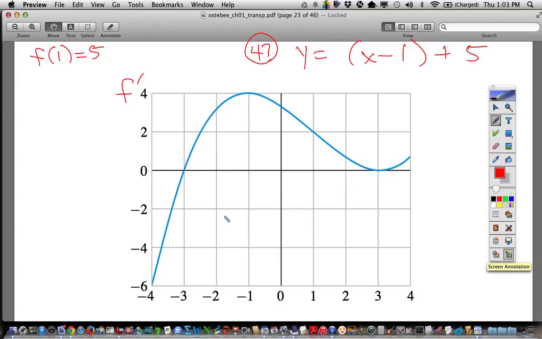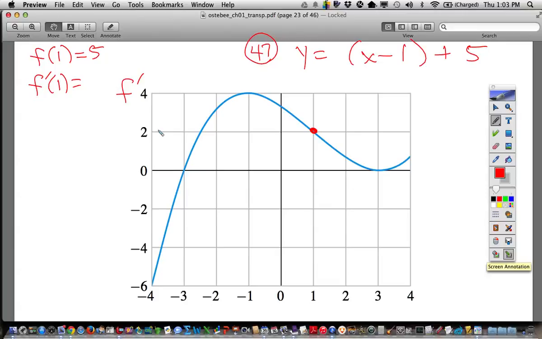We will not write m for the slope. What will we write? We'll write f prime. What we want is the slope at 1. Well, this is the f prime graph, so f prime of 1 just means go over here to 1, find that y value, right? That's what we've been saying all day here.